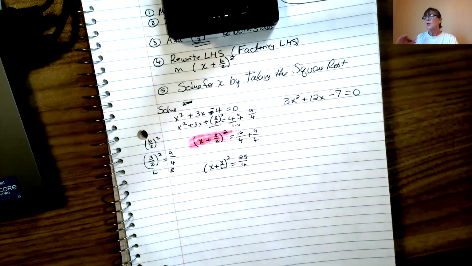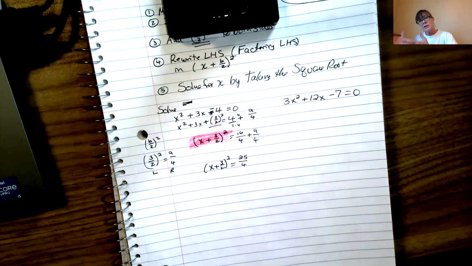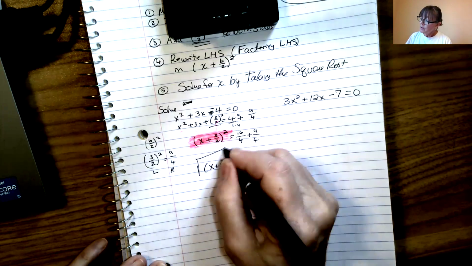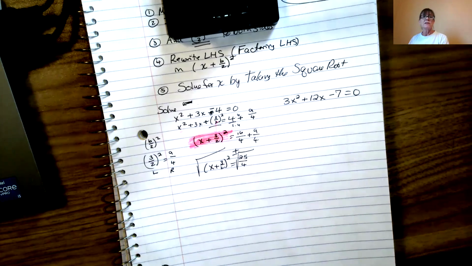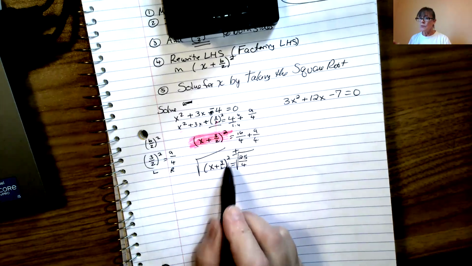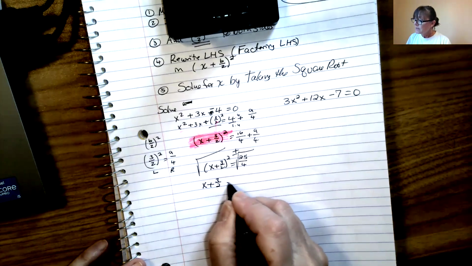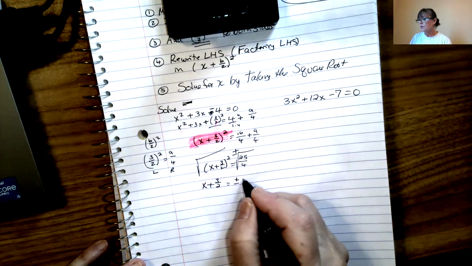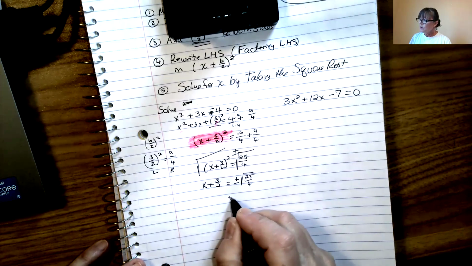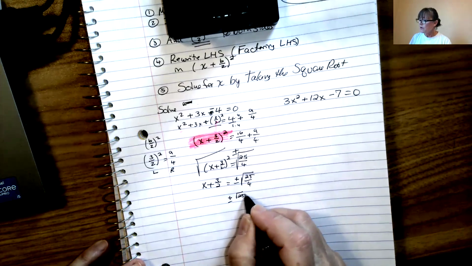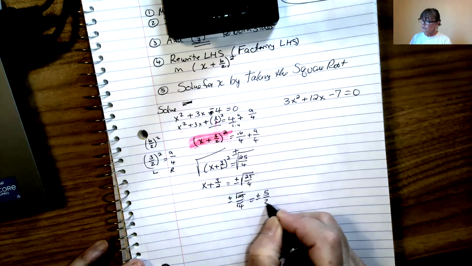If you close your eyes and open them and I say, here's a new problem, your new problem is solved by taking the square root. This is what you do. You take the square root of both sides. The square root of this is equal to plus or minus the square root of that. This square root and the square cancel each other out, so we're left with x plus 3 over 2 is equal to plus or minus the square root of 25 over 4. This is really plus or minus the square root of 25 over the square root of 4, which is plus or minus 5 over 2.